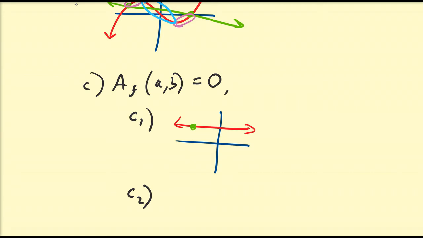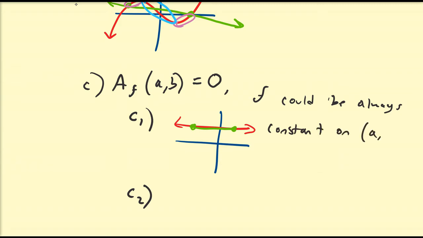Clearly, if we were to choose any 2 points on this curve, that would be a zero slope line. Any horizontal line, as we know, has a slope of 0. So if the average rate of change of f on AB is 0, then f could be always constant on AB.